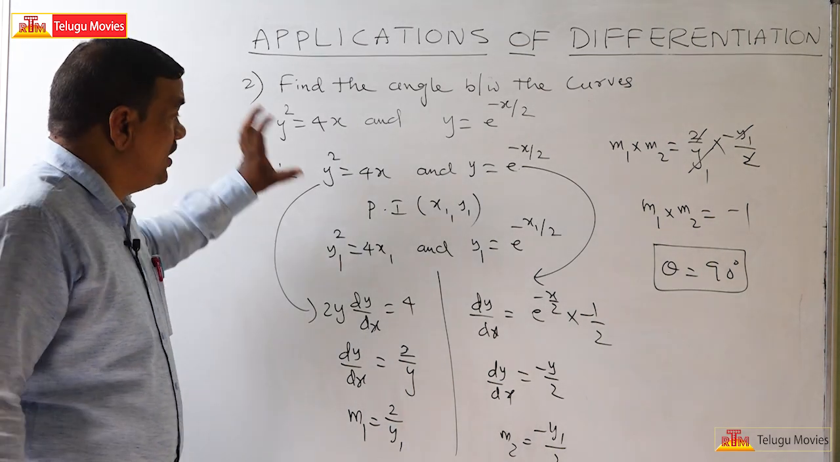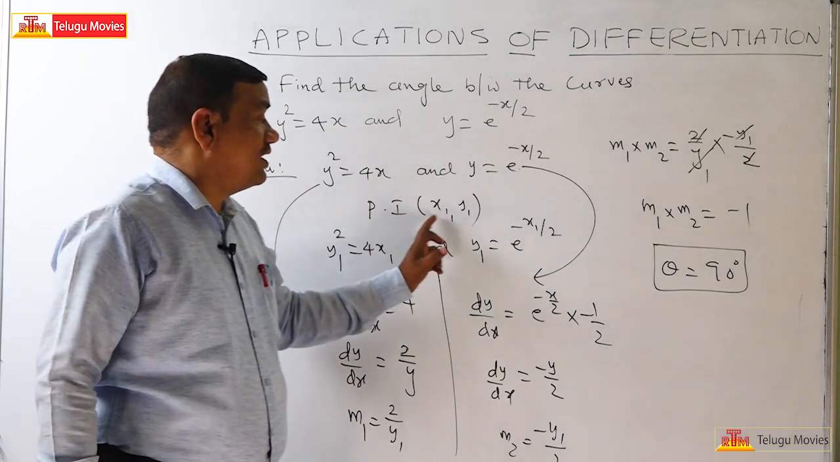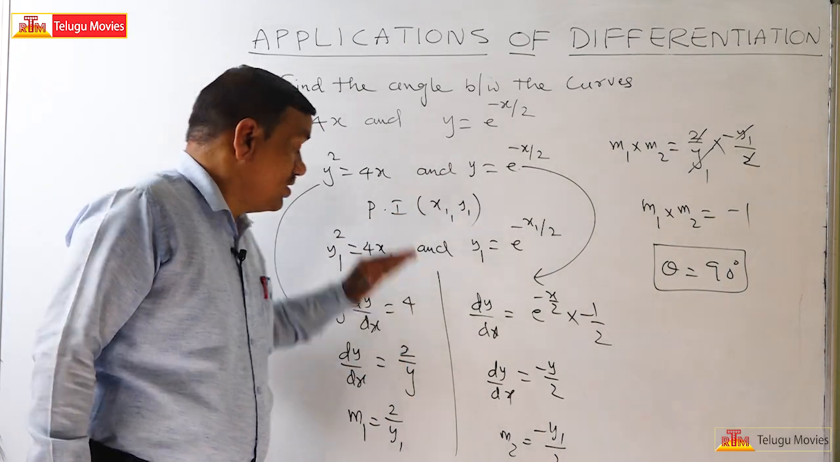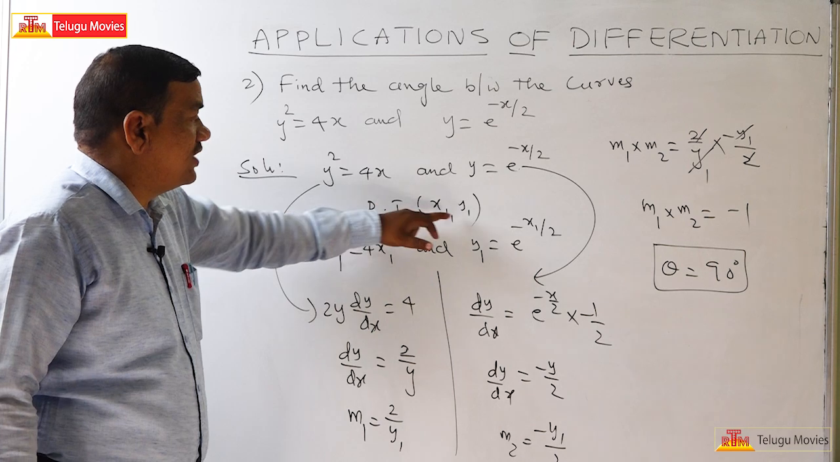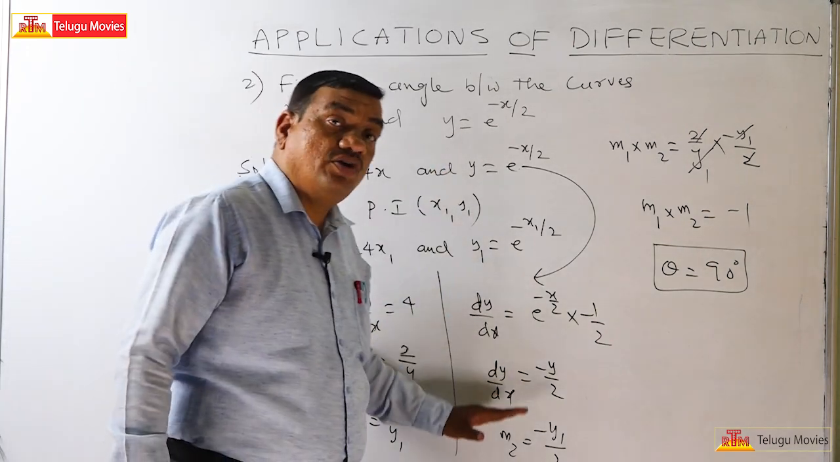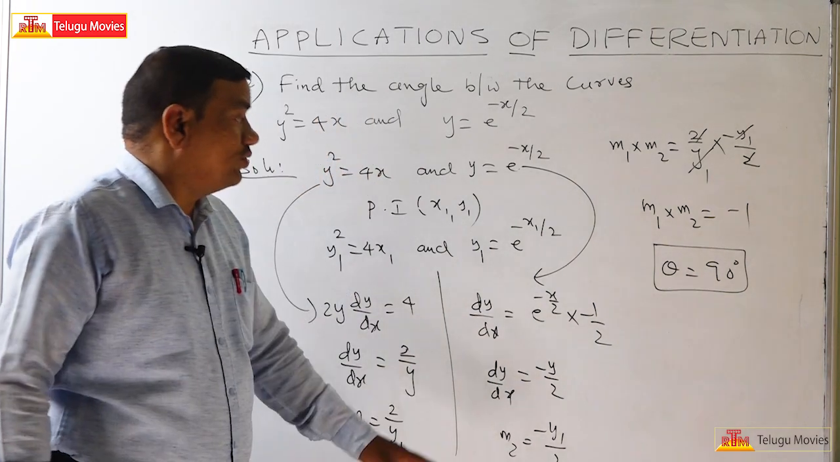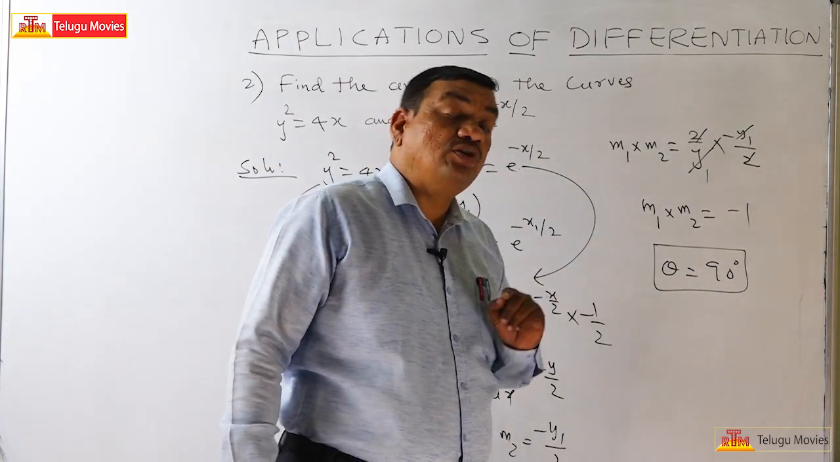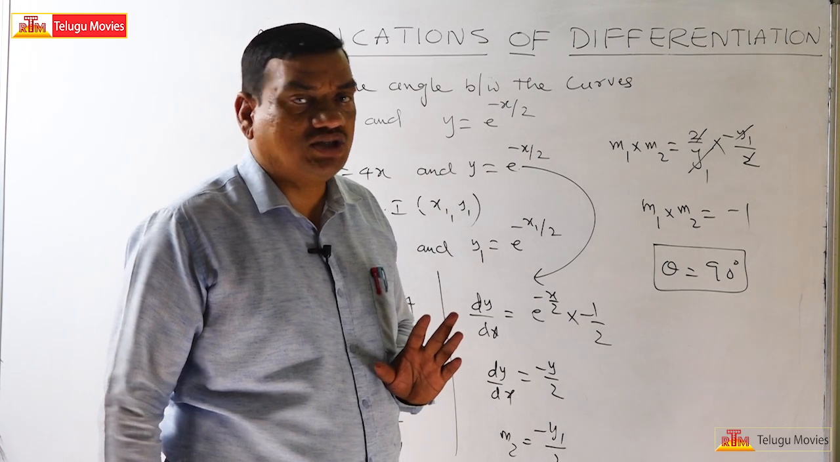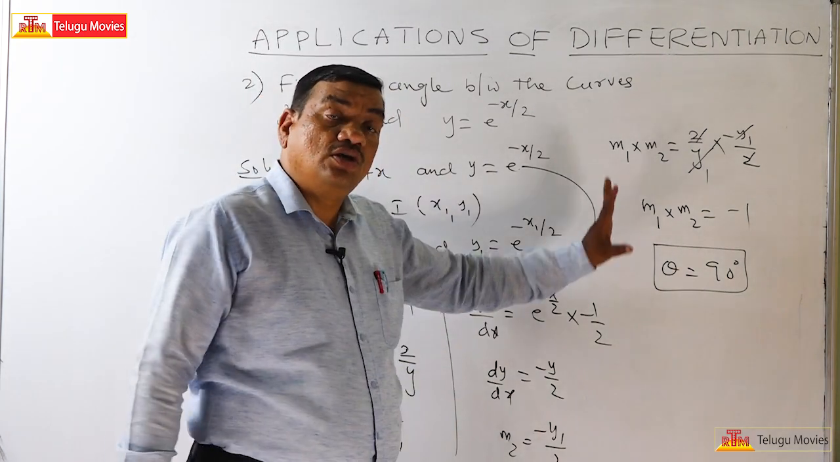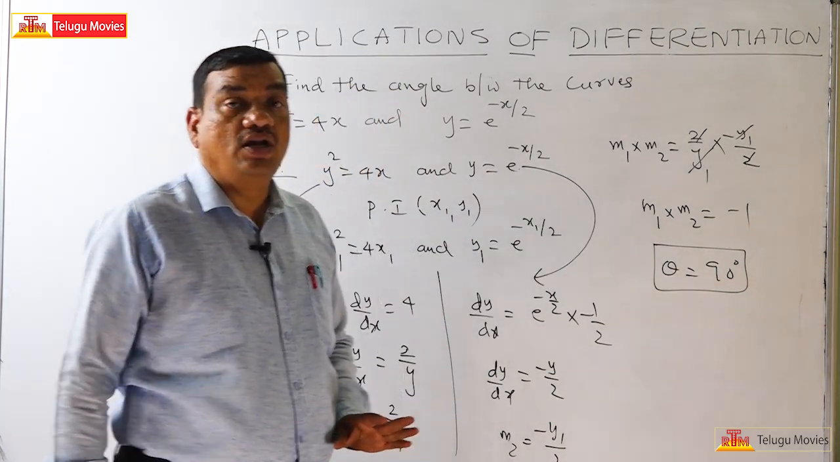Okay. So here what you have to do, let us suppose that the point of intersection is x1, y1. Find dy by dx, substitute x1, y1. Second curve dy by dx, substitute x1, y1. If you observe m1, m2, you can approach this method also in the competitive examinations. So you think in a logical way, okay, logical way.